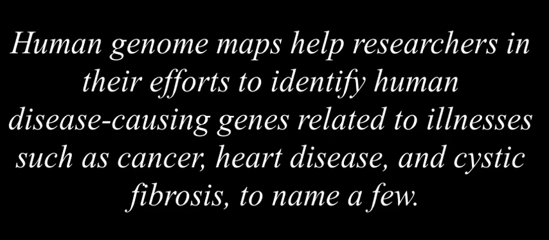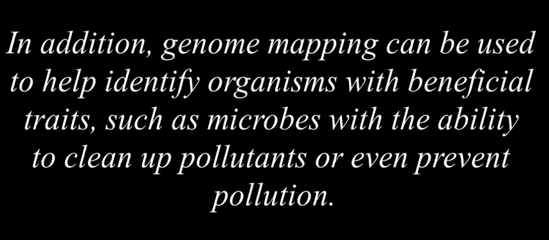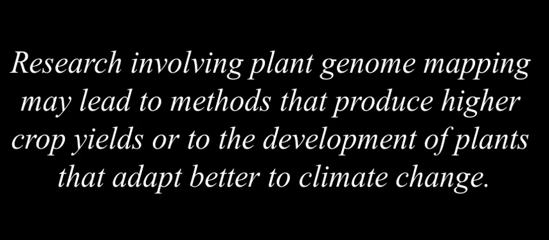Human genome maps help researchers in their efforts to identify human disease-causing genes related to illnesses such as cancer, heart disease, and cystic fibrosis, to name a few. In addition, genome mapping can be used to help identify organisms with beneficial traits, such as microbes with the ability to clean up pollutants or even prevent pollution. Research involving plant genome mapping may lead to methods that produce higher crop yields or to the development of plants that adapt better to climate change.